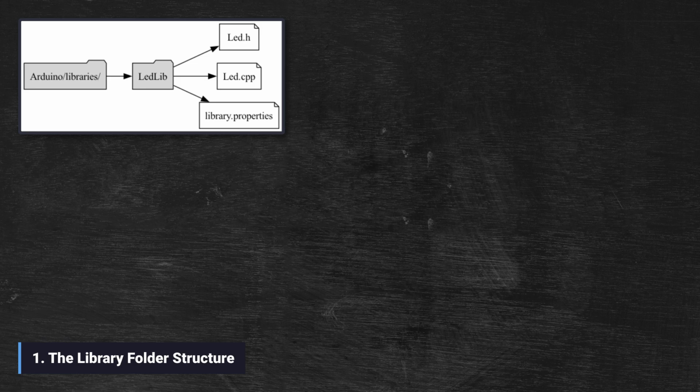To create a library, you need to navigate to your Arduino libraries folder. Create a new folder named LEDlib, and move your LED.h and LED.cpp files there. This centralizes your code, so all your sketches can access it.